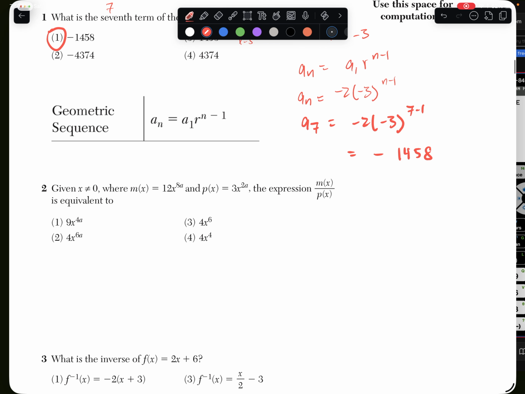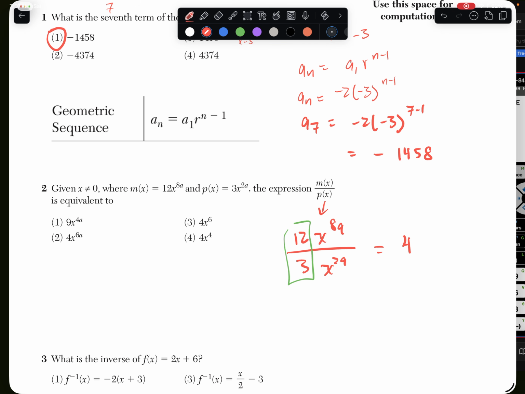Okay, given that x is not equal to 0, where m of x is equal to 12 times x to the power of 8a, and p of x is equal to 3 times x to the power of 2a, the expression m of x over p of x is equivalent to... So here we have m of x, which is 12x to the 8a over 3x to the 2a. This part's easy. The first part just simplifies to 4 because that just divides out.